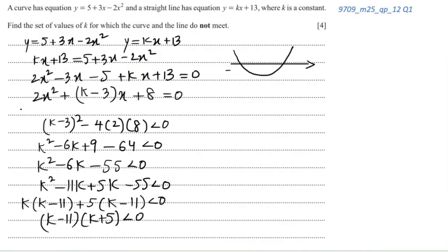And this is negative 5, and this is 11. So what part of the graph is below the x-axis? Why am I saying below the x-axis? Because it's less than 0. Your y value, your function value, is less than 0. So this is the part which I need to shade, and k will be between minus 5 and 11. That is my answer.